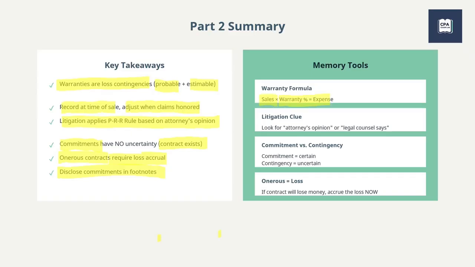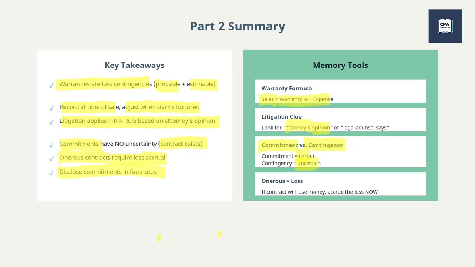The warranty formula is sales times the percentage of the warranty, which is the expense. For the litigation clue, it's mostly in simulations. You might have several letters and look for the attorney's opinion. If you see a question like that, start with the attorney's opinion because it would usually tell you if it's probable or reasonably possible. So you can decide what to do.